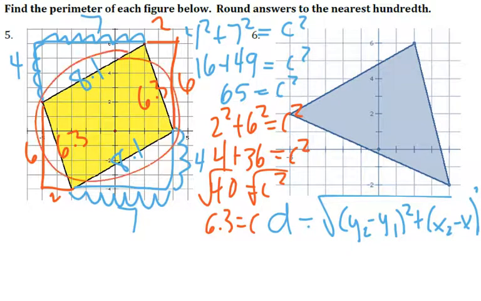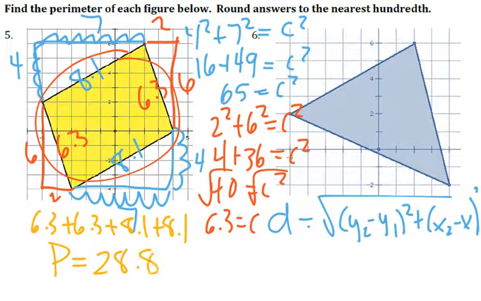So add all 4 of those together. And we get 6.3 plus 6.3 plus 8.1 plus 8.1. So our perimeter is 28.8, I think. Let's see. 14 and 14, 28.8. Okay. So that's using the Pythagorean Theorem, which is my favorite way, making those triangles and then using that to do it.